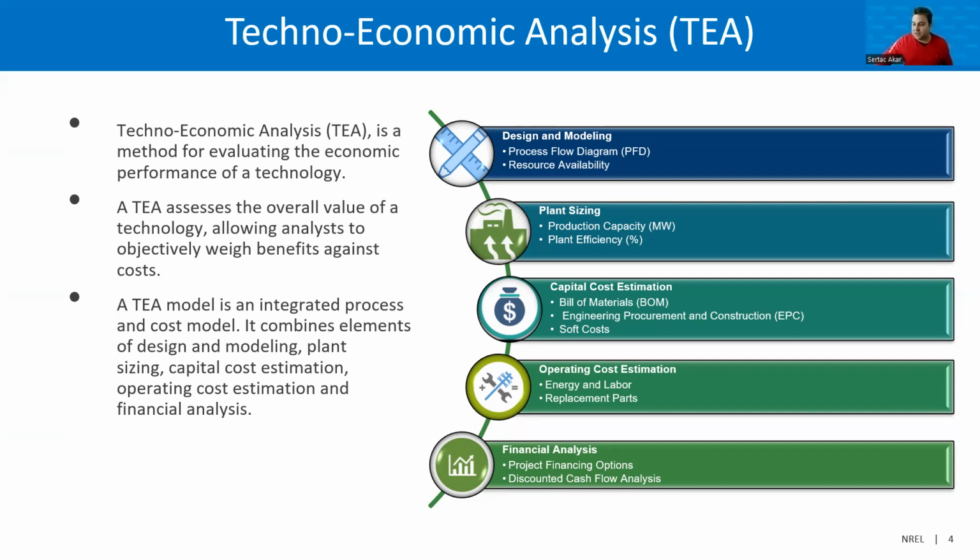So these are the main 5 components of a TEA. When you start an analysis, definitely you need to know what you are modeling. When it comes to design and modeling, are you modeling a power plant, or are you modeling a direct heat application? If it is a power plant, are you modeling a hydrothermal system or an EGS system? Is it a flash cycle power plant or a binary cycle power plant?